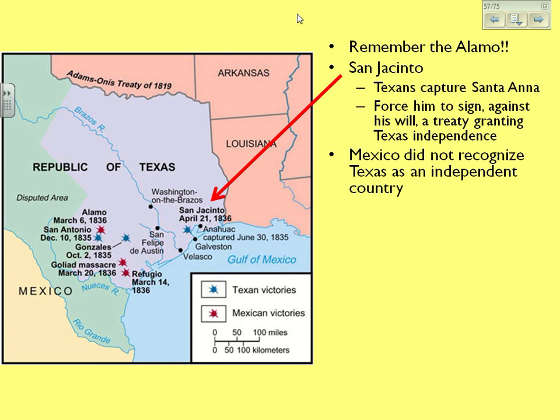And there's also disputes over, what is Texas? Where does its borders begin and end?